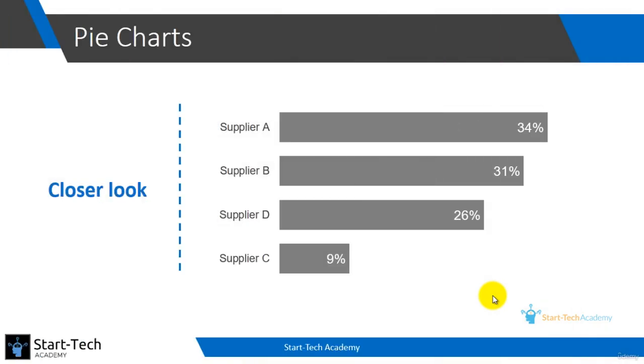Do you notice the difference? The same information which we depicted using that pie chart is depicted here, and it is very clear and efficient. You can see that supplier A is actually the biggest supplier instead of supplier B.